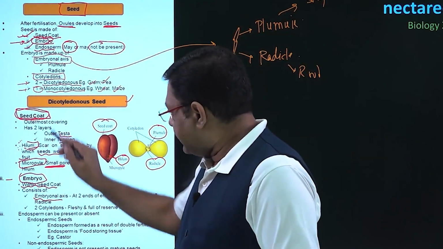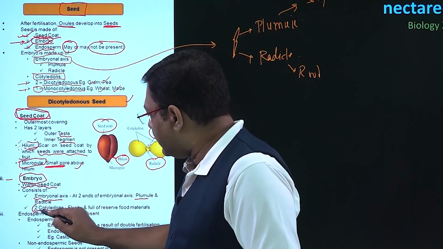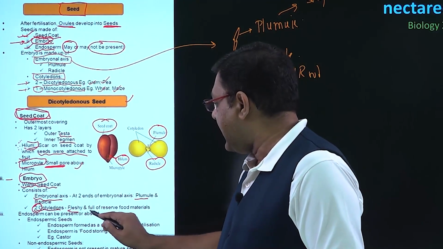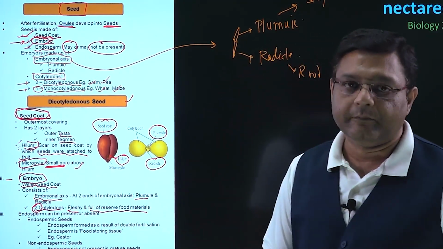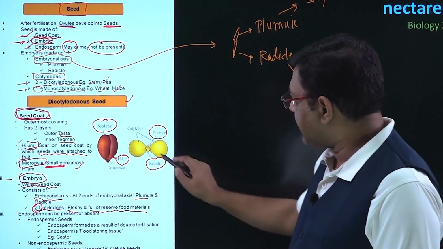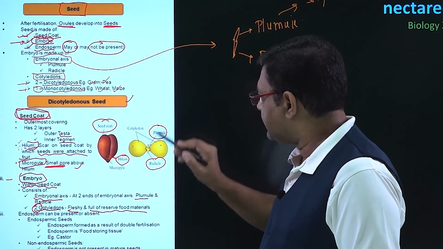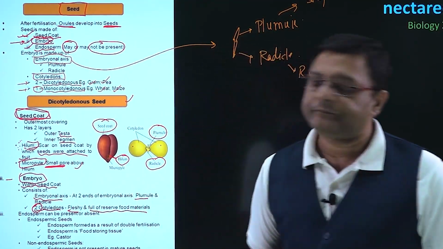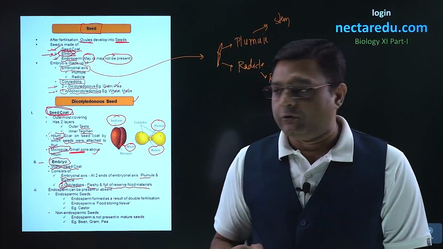The second part, it is a dicot seed, so obviously it will have two cotyledons. Cotyledons are fleshy and these are full of reserve food materials. In this particular diagram, this is one cotyledon, this is the other cotyledon, and that is why it is a dicot seed. Now the third part, endosperm.